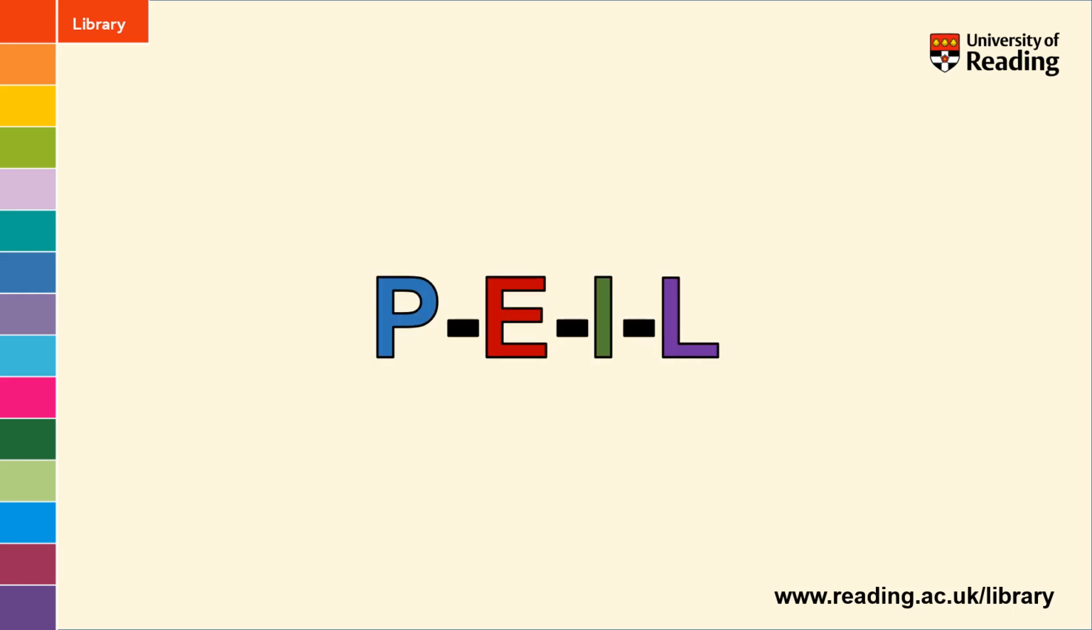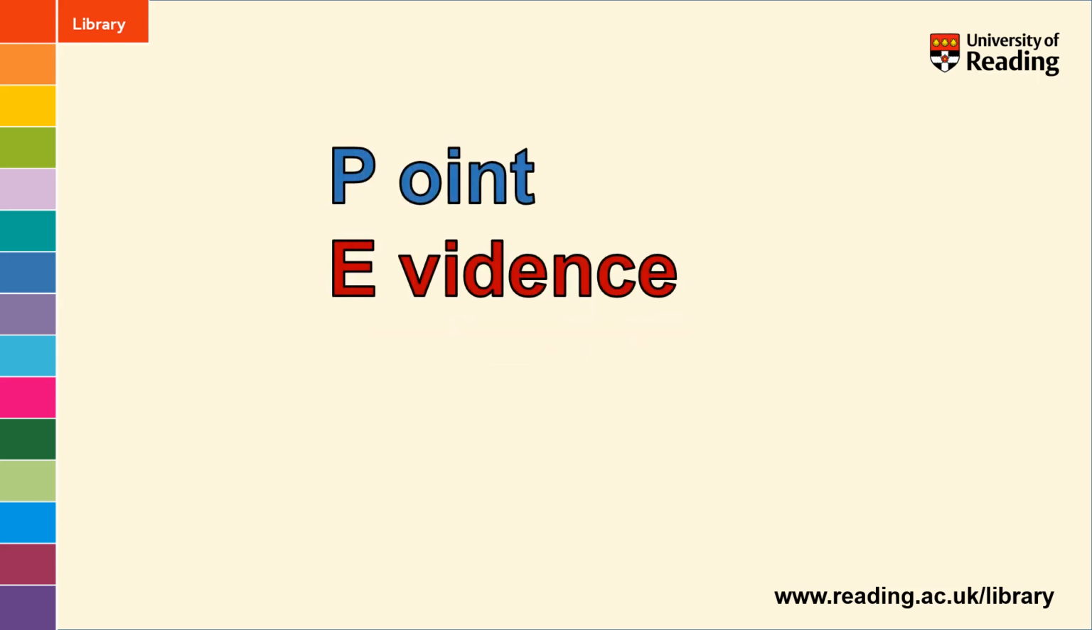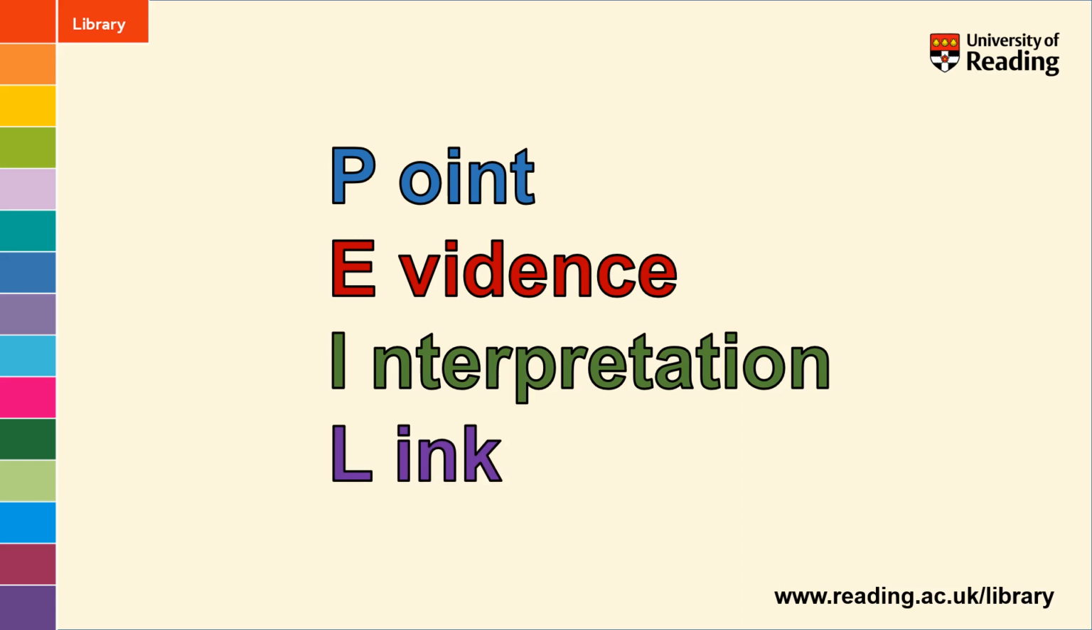But what does a good paragraph actually look like? Fortunately, there is a simple formula to help illustrate this called PEIL, or PEIL paragraphs. These letters stand for point, evidence, interpretation, and link, and outline all the elements a good paragraph contains and what order to put them in.